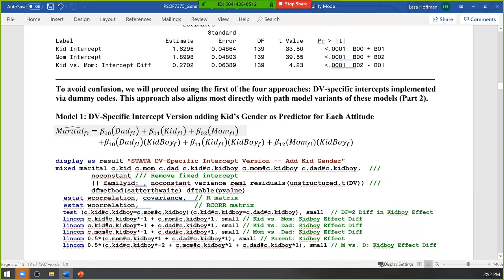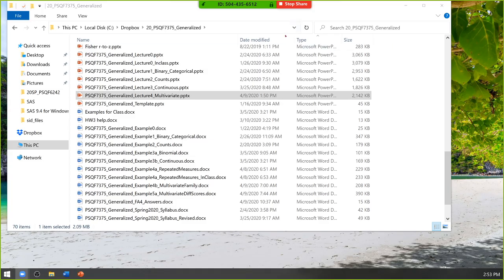I'm going to write it out the long way using my own dummy codes, and the reason for that I will show you in just a minute. To foreshadow, though, the reason why you would do it the long way, to write out all the dummy codes, is to be able to have some predictors only predict certain outcomes and not others. What do I mean by that?